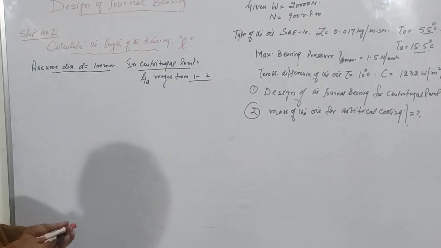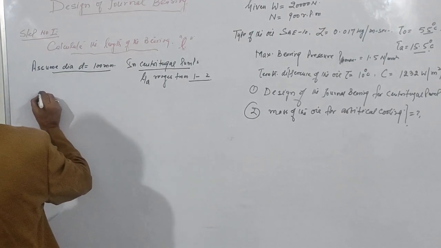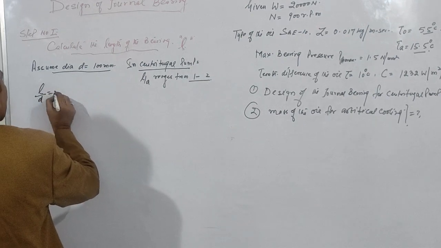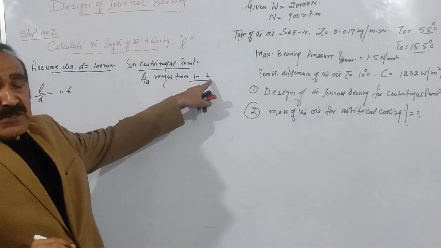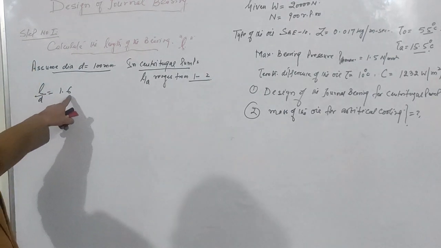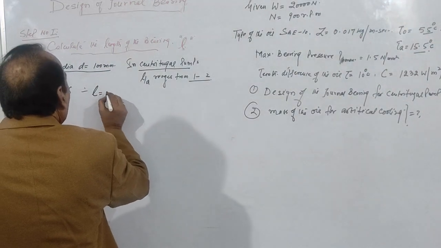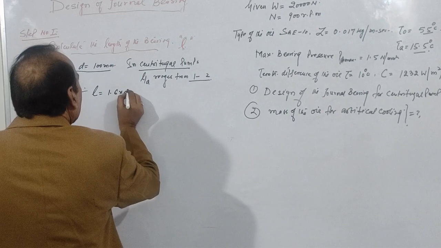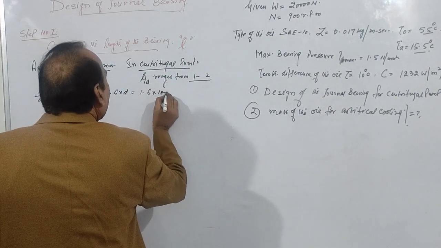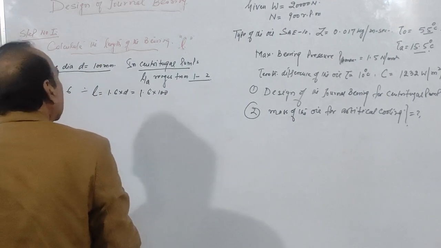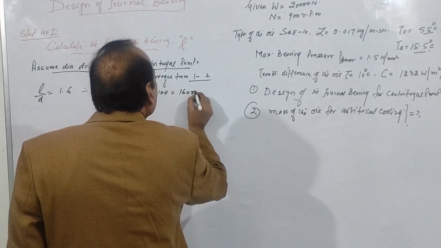So here, suppose I will take the L by D ratio. In this case, L by D is equal to 1.6. Okay? It has to be taken between 1 and 2. Suppose I take the L by D ratio as 1.6. Therefore, how much will L be? 1.6 into D. This is equal to 1.6 into 100, right? So the length of the bearing comes out to be 160 mm.